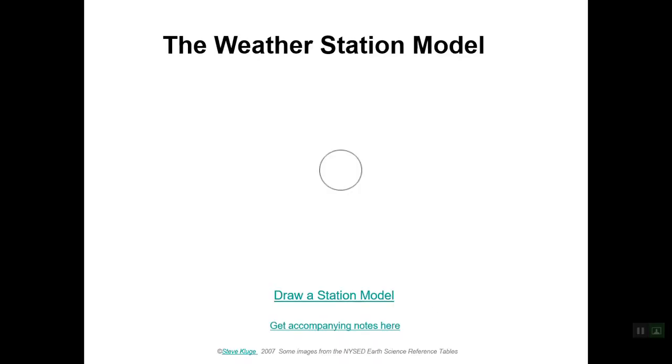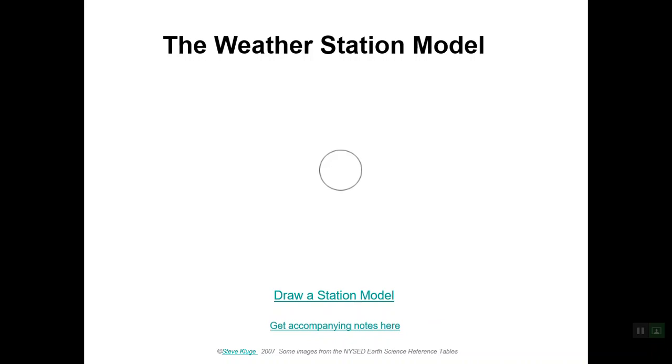How is it that meteorologists are representing weather on a map? They have a lot of different variables that they need to represent. Things like temperature, dew point, air pressure, sky conditions, wind speed, wind direction, whether or not the barometric pressure is rising or falling, what the precipitation is, and what the precipitation amount is. So how they represent it is what's called a station model, and it all starts with a circle.